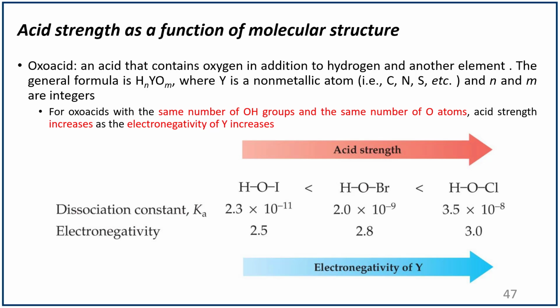So now let's go to rules for oxoacids. And again, similar to the rules for binary acids, an acid is stronger if it is easy for the proton H plus to be dissociated from the Lewis structure. Okay, oxoacids have the formula HNYOM.